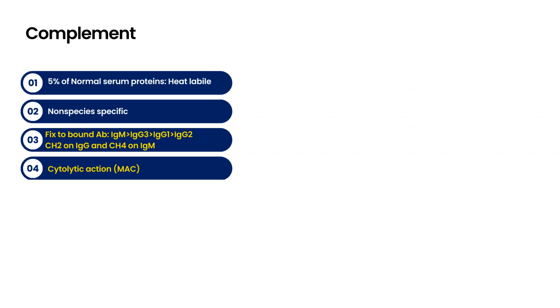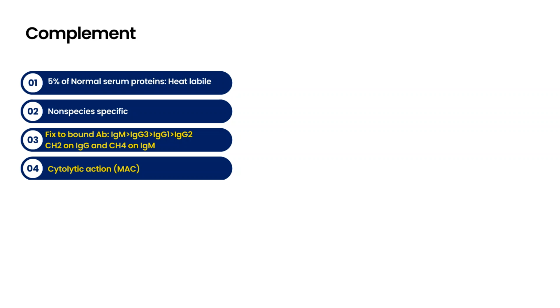So, first, we have to understand that complements are part of innate immunity and they represent normal serum proteins. They are totally 5% of the total normal serum protein. And their level does not increase either following any infection or vaccination. It remains the same, and because they are protein in nature, they are heat labile. They are non-species specific. They are present in sera of all mammals, birds, and animals, and complements from one species can react with antibodies from other species because they are non-species specific.